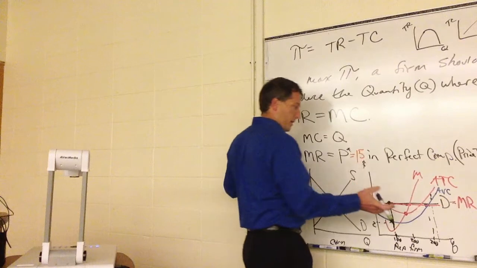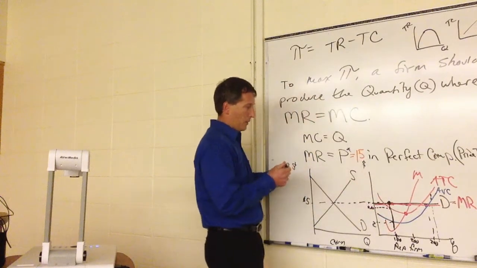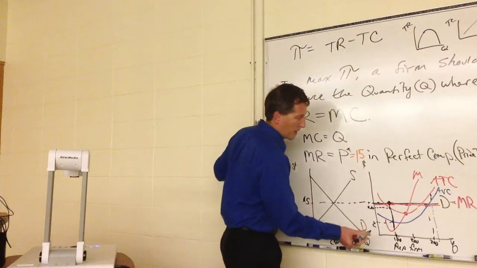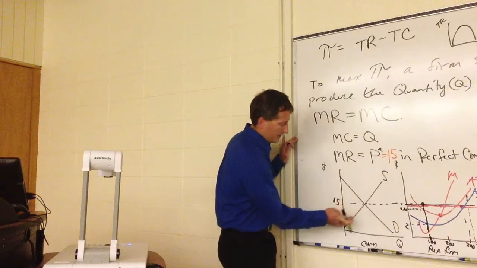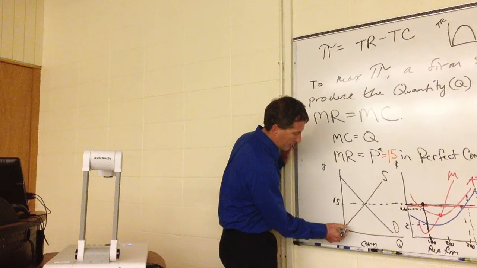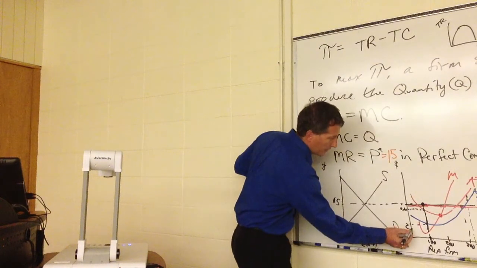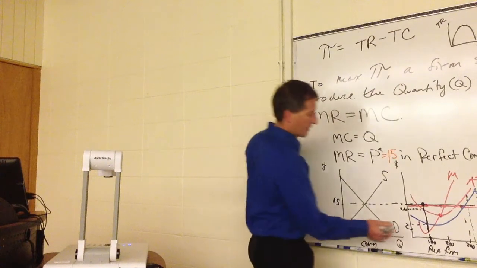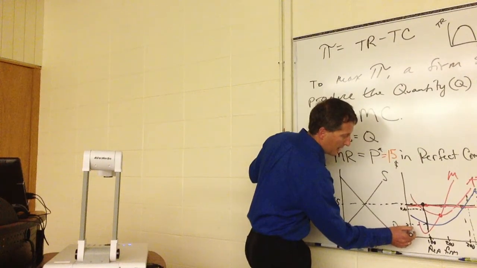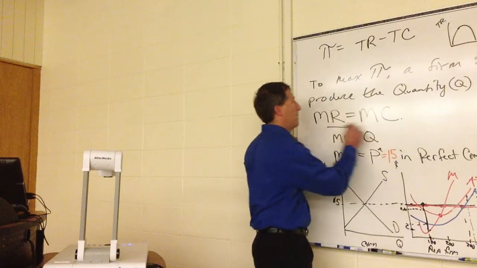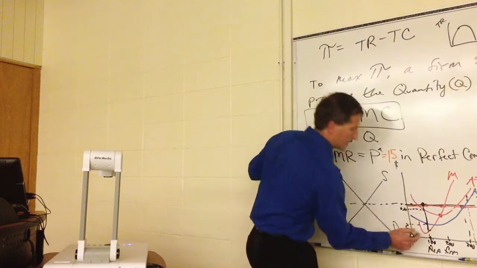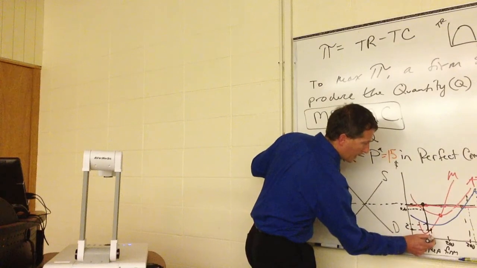So, if we are using the profit maximization rule and the demand curve is shifted down to here and we're at $1.50, and so if the demand curve is down here at $1.50, the profit maximization rule of MR equals MC says that you should be producing 110 units.